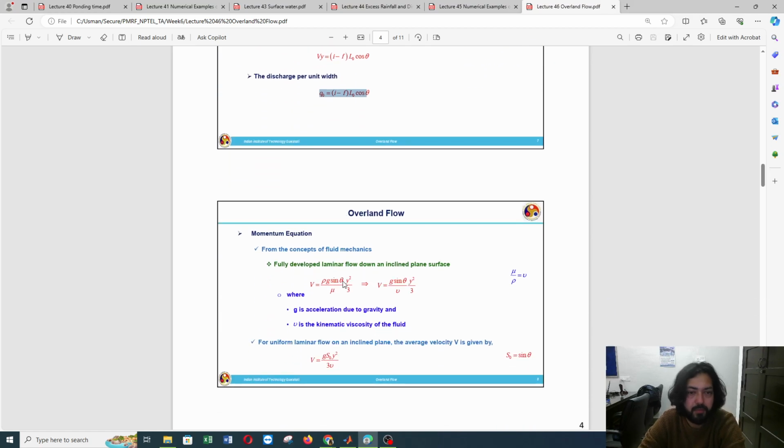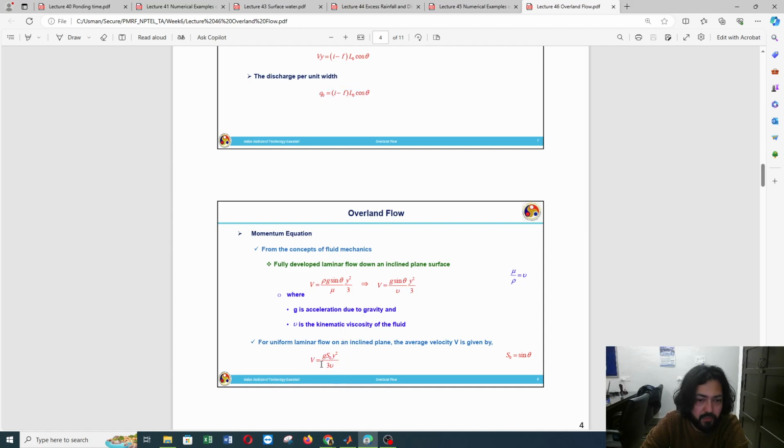There is also something called the momentum equation. The same thing we are going to apply for the momentum equation. This will need some understanding from our previous class of fluid mechanics. This is the equation that we use for laminar flow down an inclined plane surface, right? This equation we are converting into average velocity.